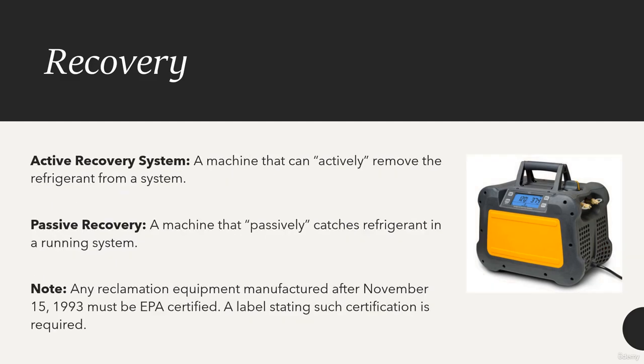There are two types of recovery methods that can be used. An active recovery system, which is shown on the right-hand side, is a machine that can actively remove the refrigerant from a system, whether the system works or not. A passive recovery system passively catches refrigerant in a running system. You cannot use a passive recovery method in a system that will not operate. It should be noted that any reclamation equipment manufactured after November 15th of 1993 must be EPA certified, and a label stating such certification is required.